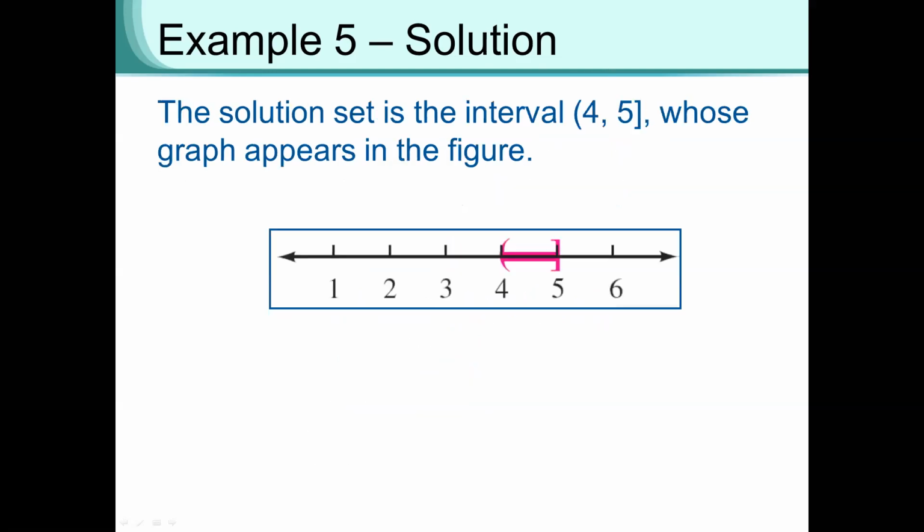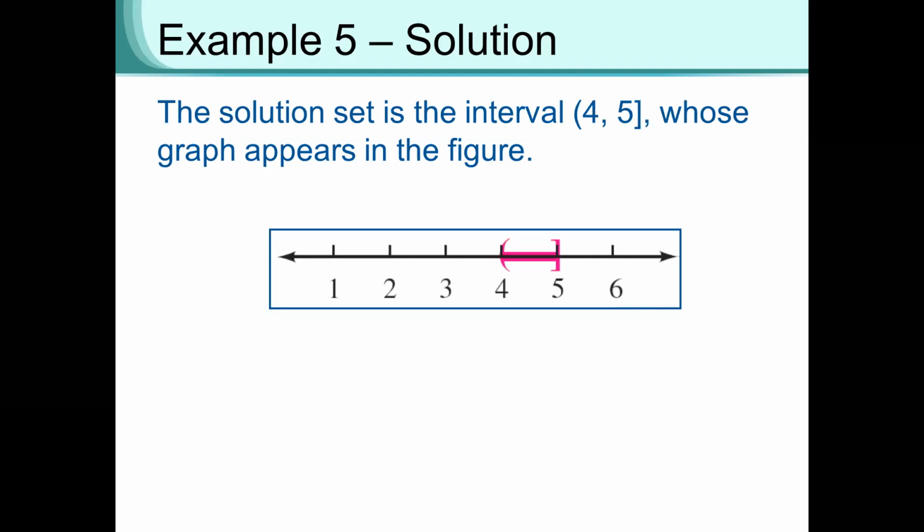Then we just draw it. So x has to be strictly greater than 4 and less than or equal to 5. Here we have parentheses at 4, brackets at 5, and everything in between. So our answer is the half open interval 4 to 5, where it's closed at 5 and open at 4.